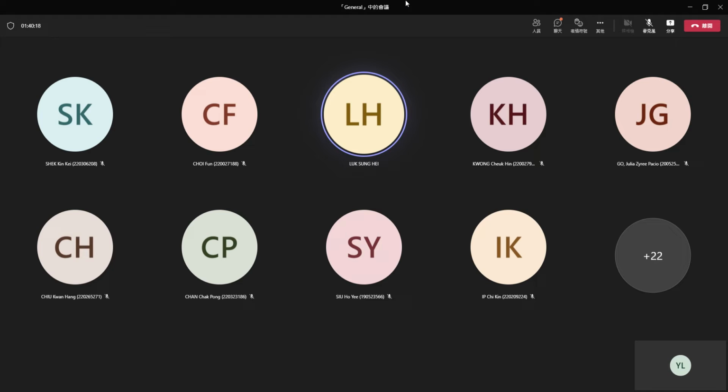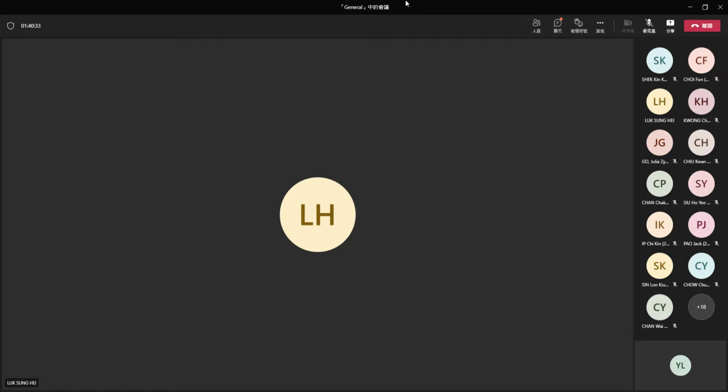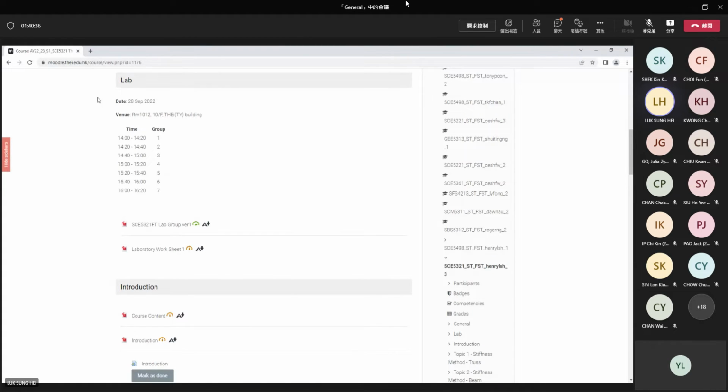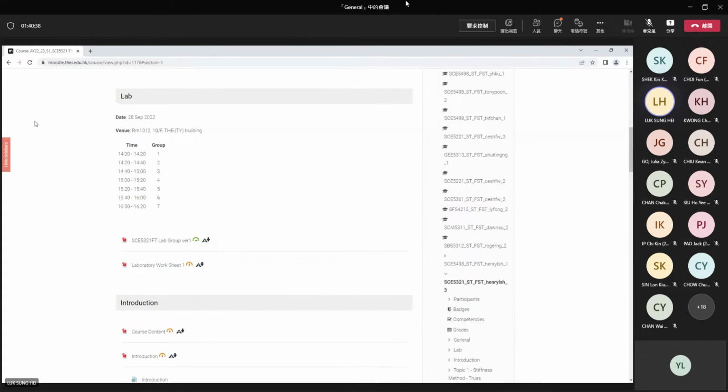According to the schedule, we will have a lab on the coming Wednesday, 28th of September. About the lab, firstly, you may have a look on Moodle. The Moodle lab section has the lab manual, the lab schedule, and also the group list. You may have a look. I just received 1 or 2 group lists up to now. So basically, I formed groups for almost the entire class. You can find your group list right here.